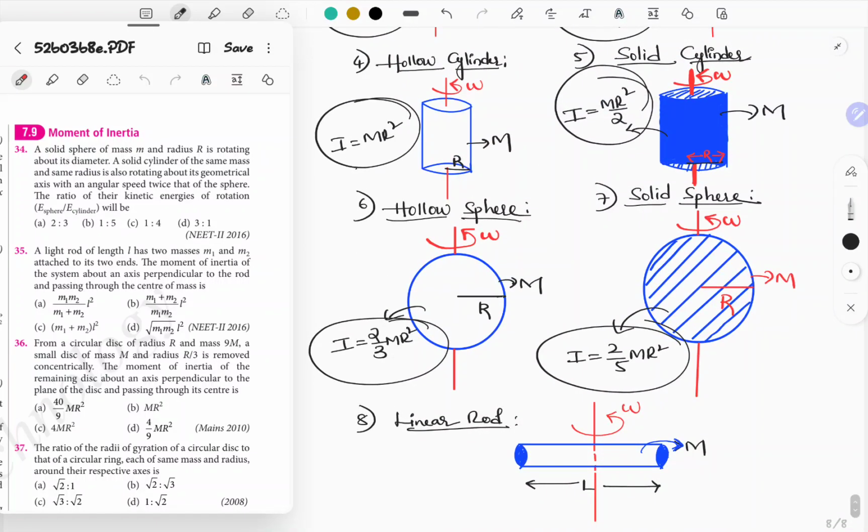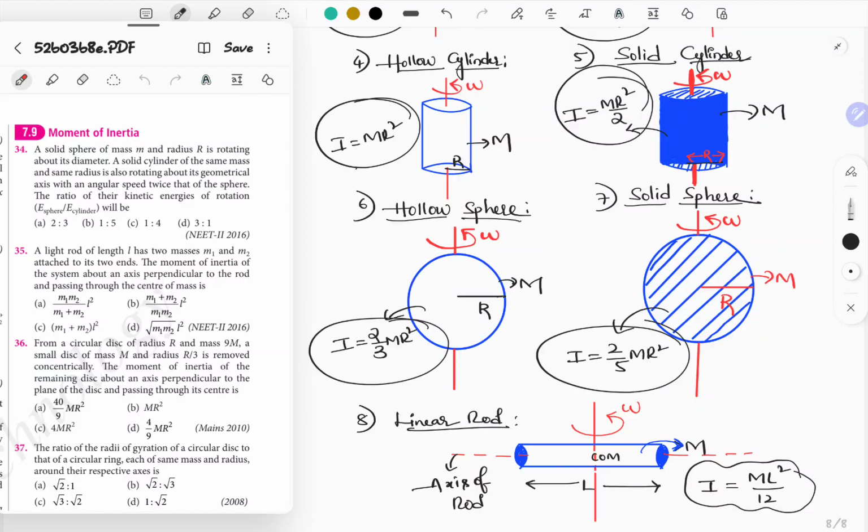And moment of inertia of a linear rod whose axis is passing through the center of mass and perpendicular to the axis of the rod. Here it is. So what is the axis of the rod? This is how the axis of the rod is represented. So this axis which is passing through the center of mass is perpendicular to the axis of the rod. This is the axis of the rod, and the formula for moment of inertia is I is equal to m l square by 12, where m is mass and l is the length of the rod.